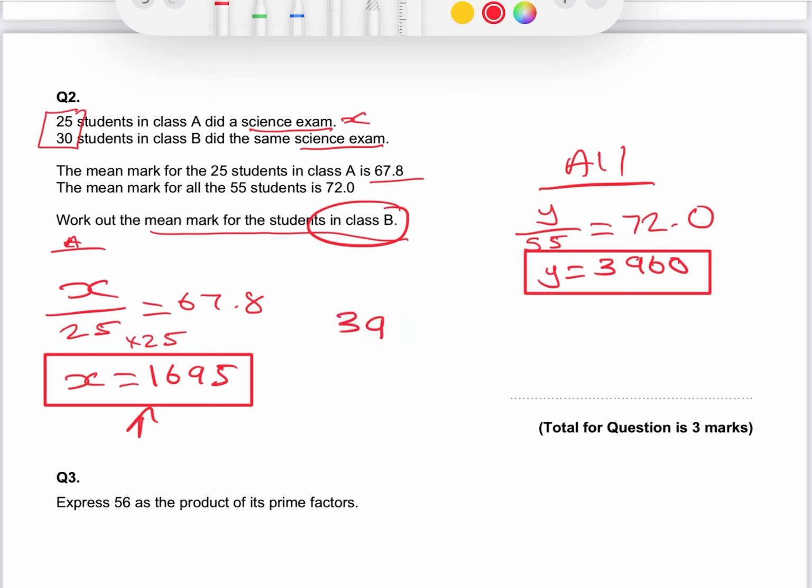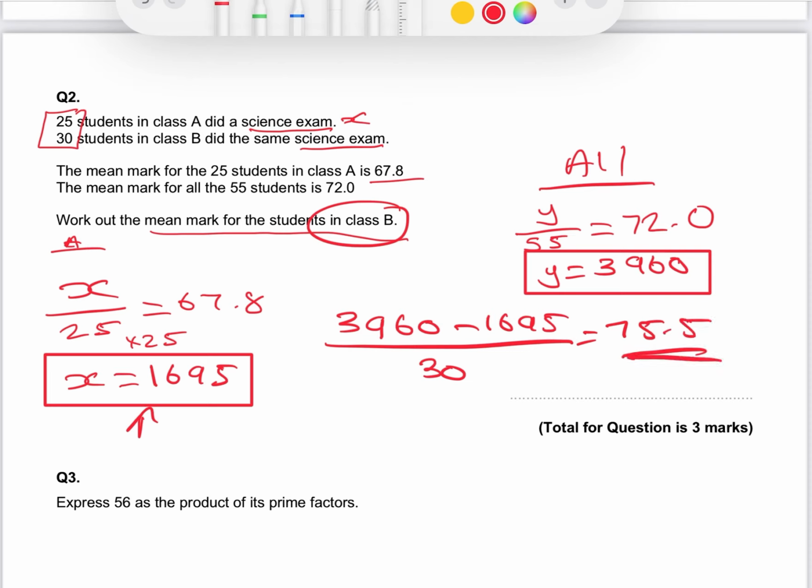So I need to do 3,960 minus 1,695, and I'm going to divide that just by how many I have in Class B, because that's just going to get me their marks. So if I subtract 1,695, I will get 2,265, and then divide that by 30. My answer is 75.5. So on average, 75.5 is the average for Class B.